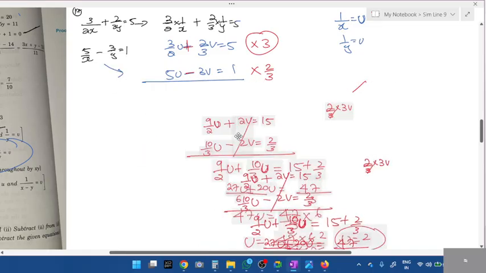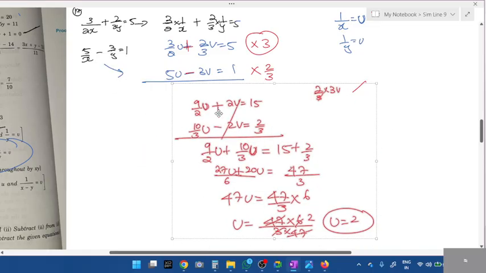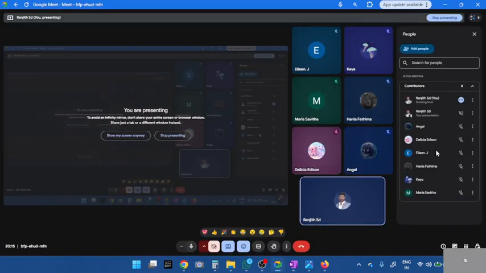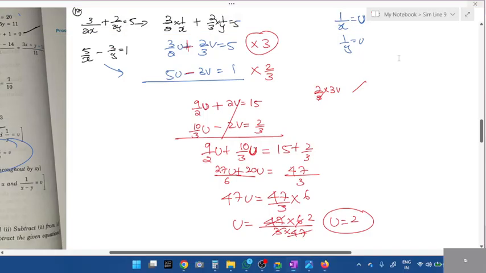Angel, Delicia. Is Angel online? Can you respond, Angel? u is equal to 2. Complete this. If you don't send your notes, I'm definitely going to send a message, students. Substitute u in any one of the equations. Find the value of v.